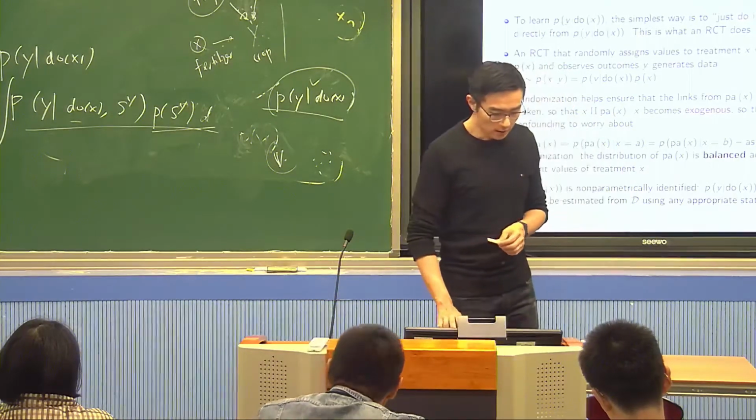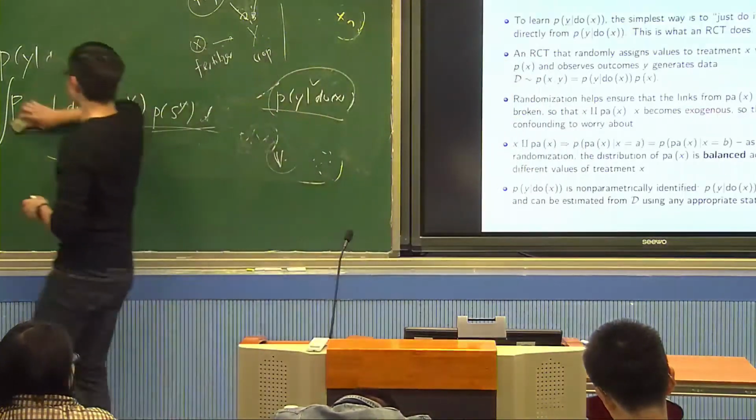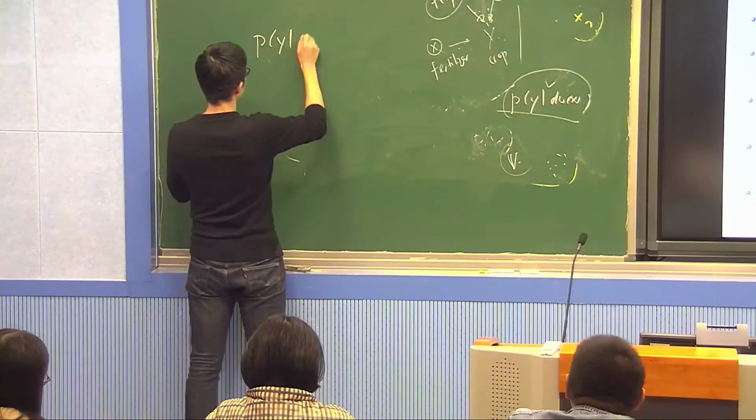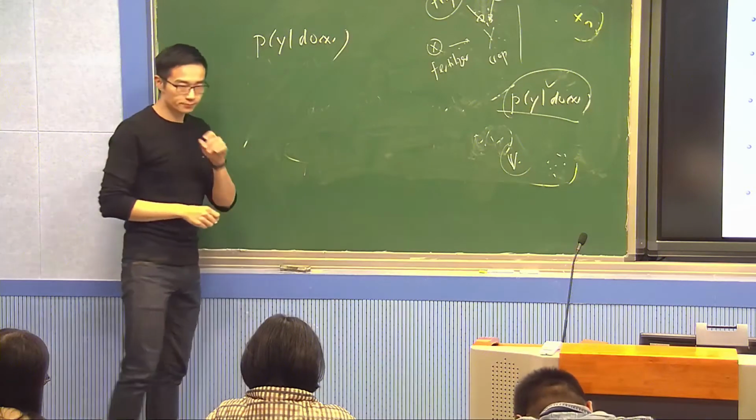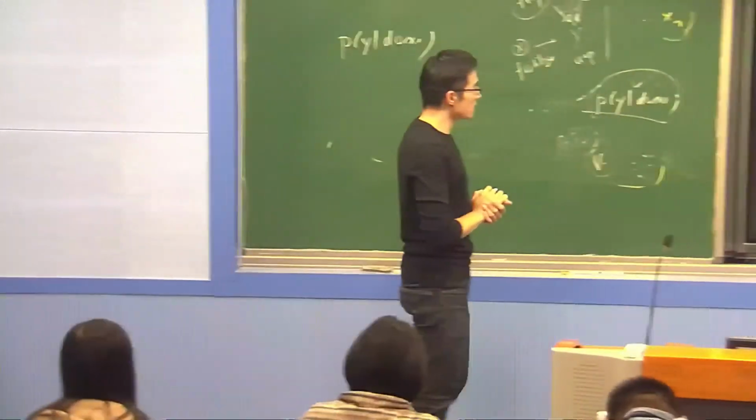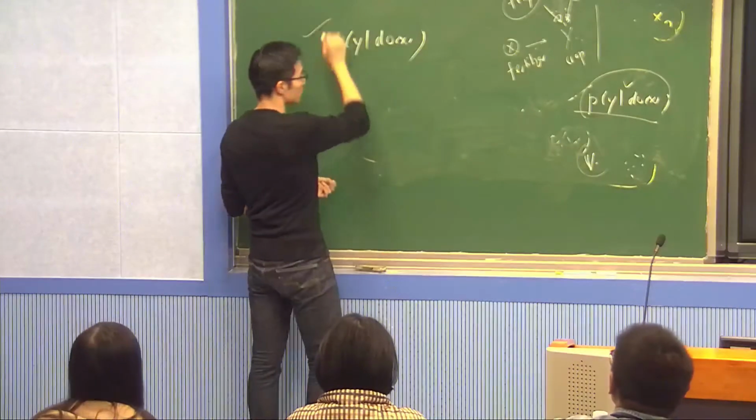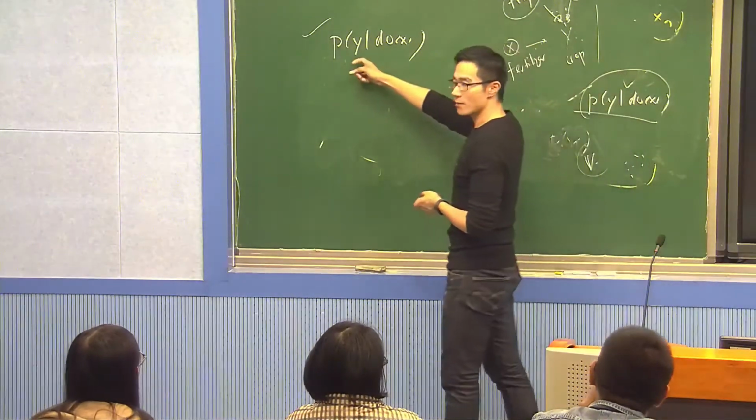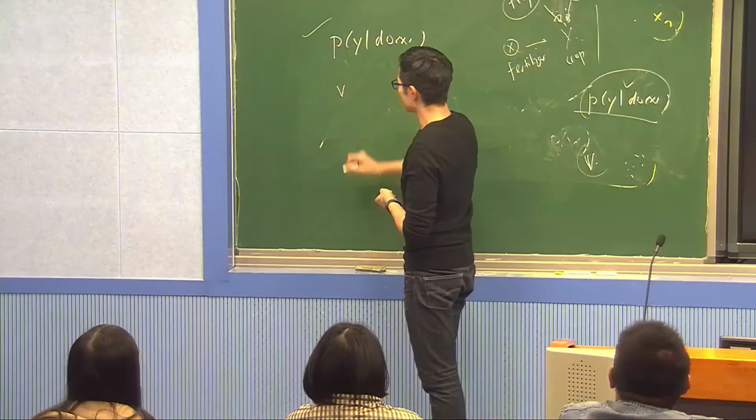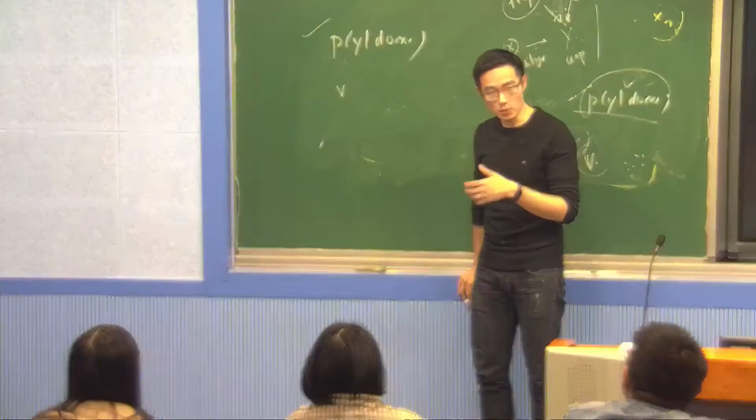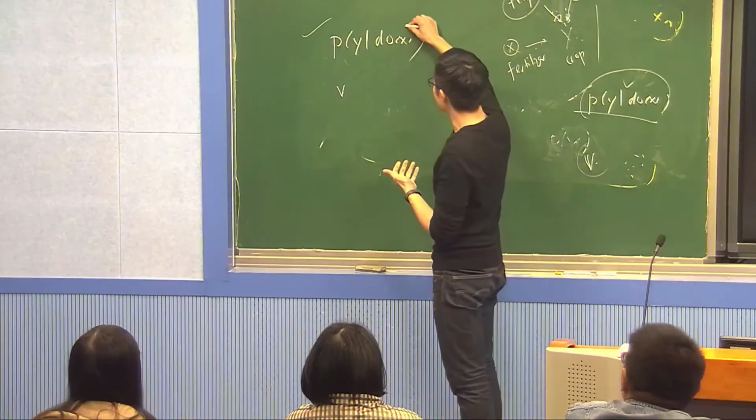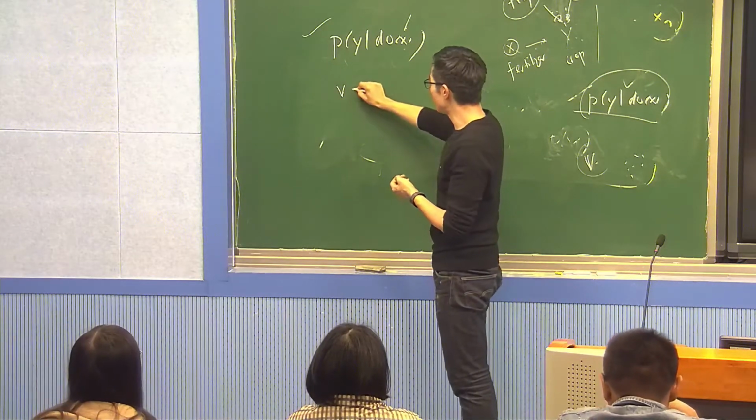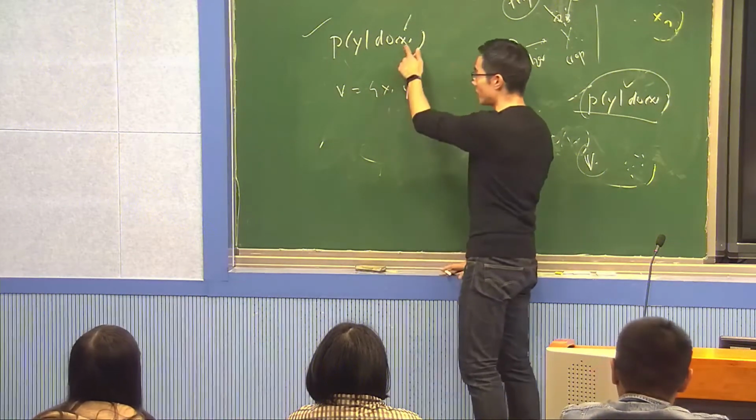Now, let's think about this. Our target is P(y | do(x)). Like I said in my introduction, the easiest way to try to learn this is to directly do an experiment. If we do an experiment, then what is our V? V is our observed data. If we do experiments where we manually set the value of x and observe y, then our V will be (x, y), because we observe x and we observe y.